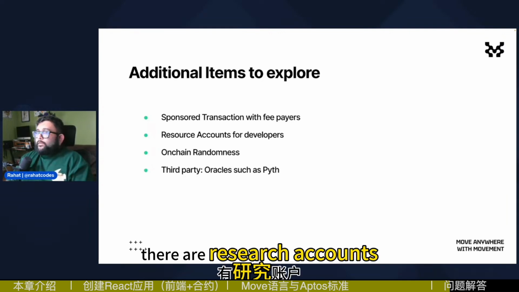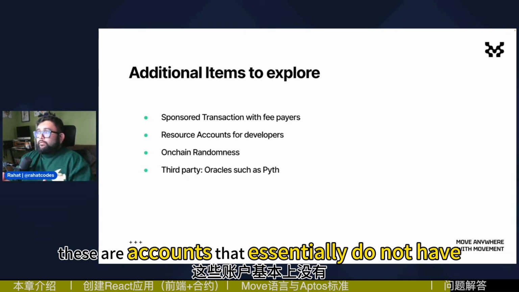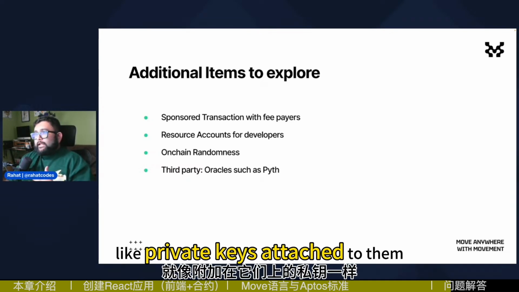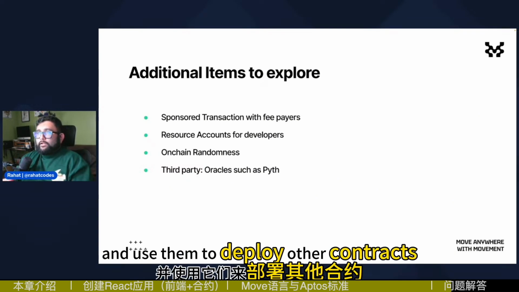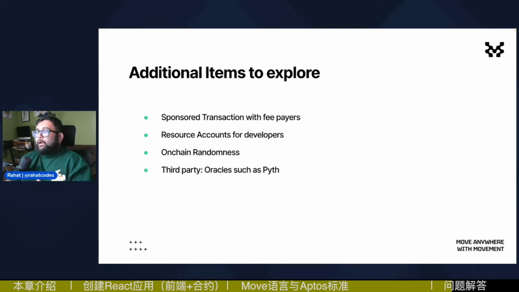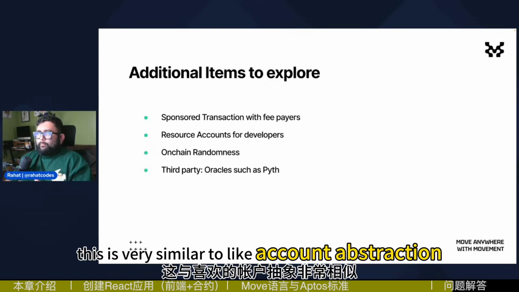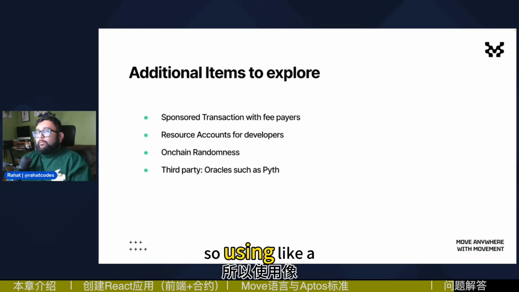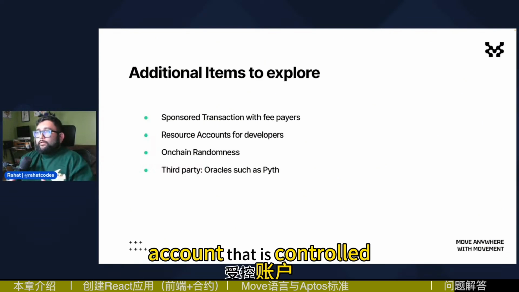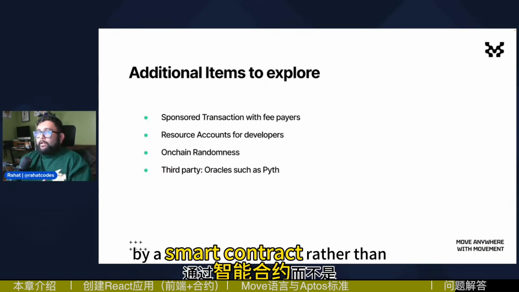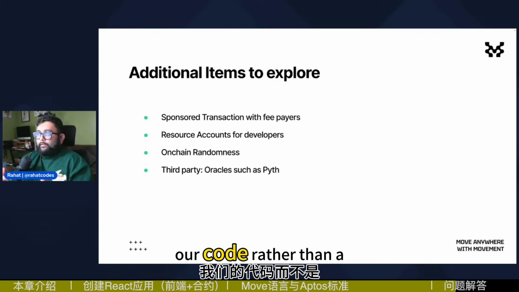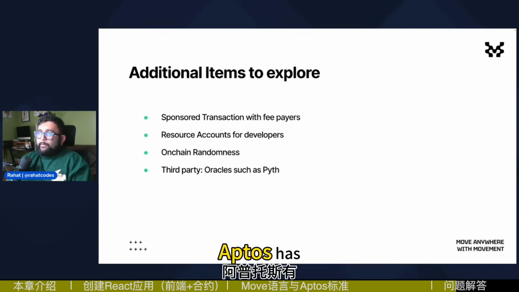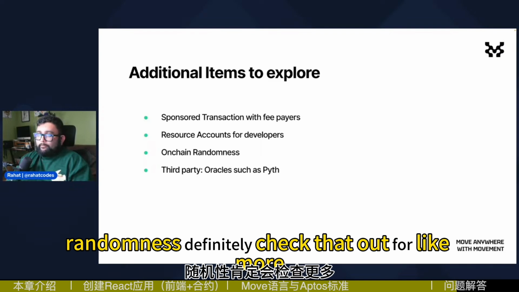There are resource accounts. These are accounts that essentially do not have private keys attached to them. You can deploy these and use them to deploy other contracts. This is very similar to account abstraction, or the smart account paradigm on the Ethereum side of things. So using an account that is controlled by a smart contract, or code, rather than a key. Aptos Move has a lot of cool things like on-chain randomness. Definitely check that out for more use cases there.